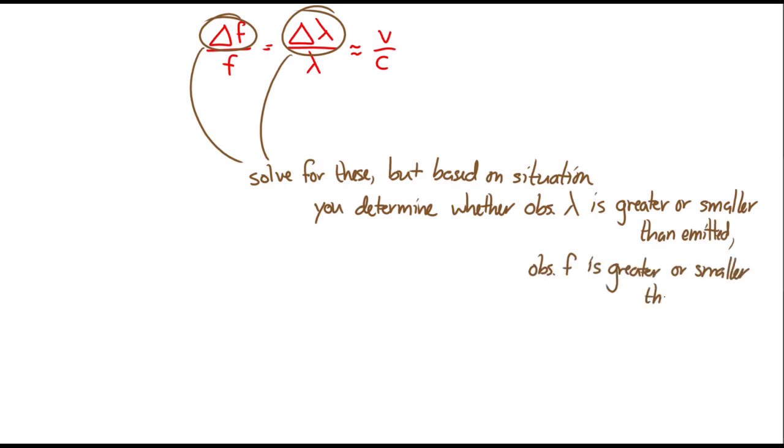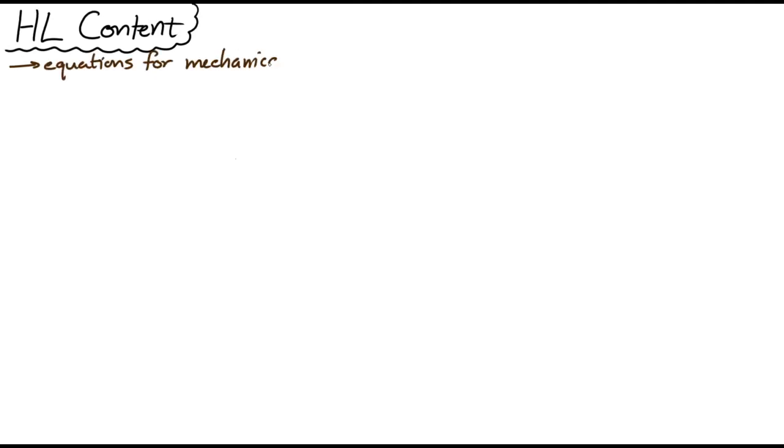So now we're going to move on to just the HL content. So that's the end of the HL and SL. Now we're just going to do HL content. So we're going to look at the equations that we get for mechanical waves, so waves that are not electromagnetic waves, like sound waves, ocean waves, those kinds of things. And we're going to have two sort of branches here, two versions of the equation.